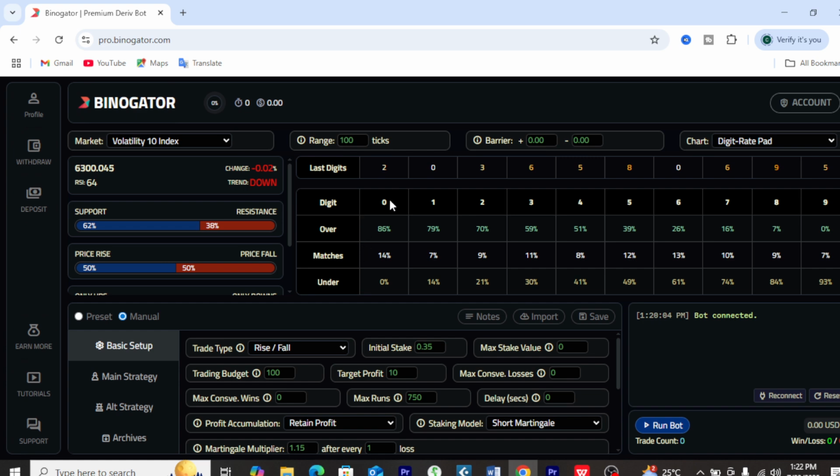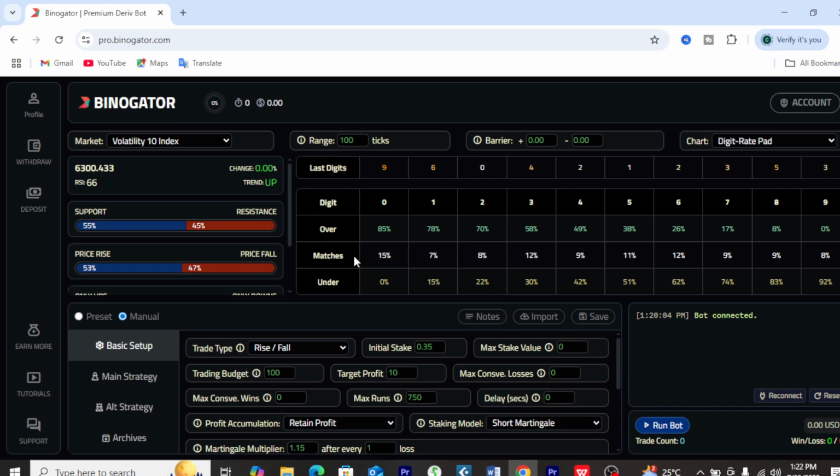So let's pick 0 for an example. The percentage that the last digit is going to be over 0 is 86%, which makes sense because 0 is the smallest digit, the smallest number rather. The percentage that you are going to get a digit or a number that is higher than 0 is very, very high. So let's go over to matches now.